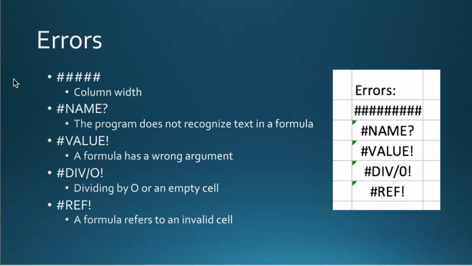If you see a bunch of number symbols or hashtags, that essentially means that the column isn't wide enough to display whatever's in that cell. This is what it'll look like on the side. So an easy fix is just to make the column wider.